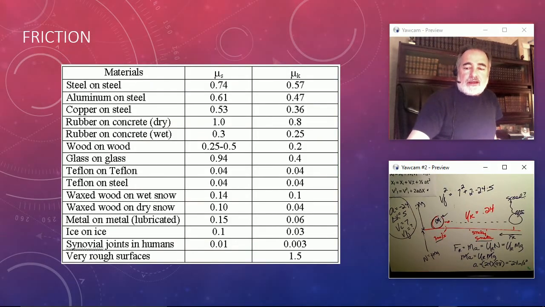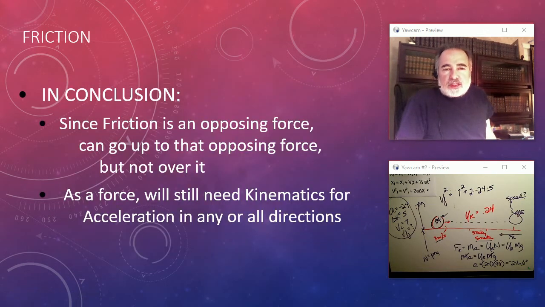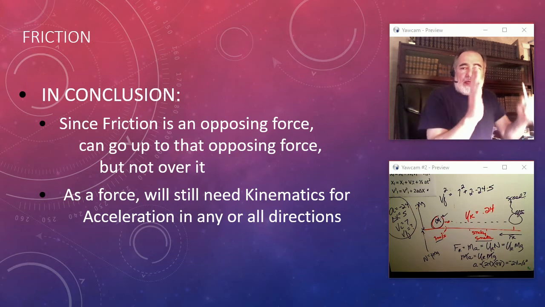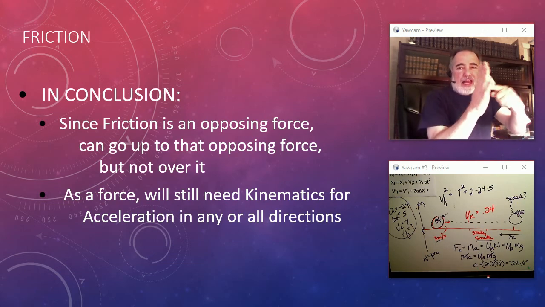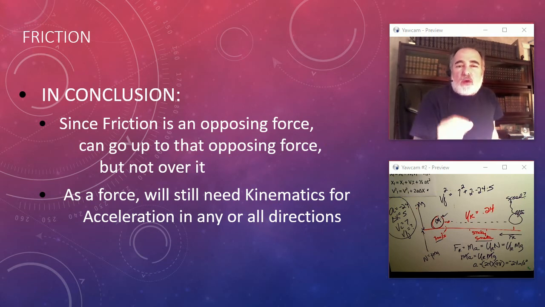So, in summary, since friction is an opposing force, it can go up to that opposing force but not over it. You can see the nonsensical things that would happen if I'm pressing against an item and I can't move it because it has more frictional force holding it in place. Well, more frictional force potential, maybe is a better word for it. If it was actually more frictional force, the minute I pressed on it, it would go in the opposite direction. That would not make sense. It can go up to the opposing force, but not over it.